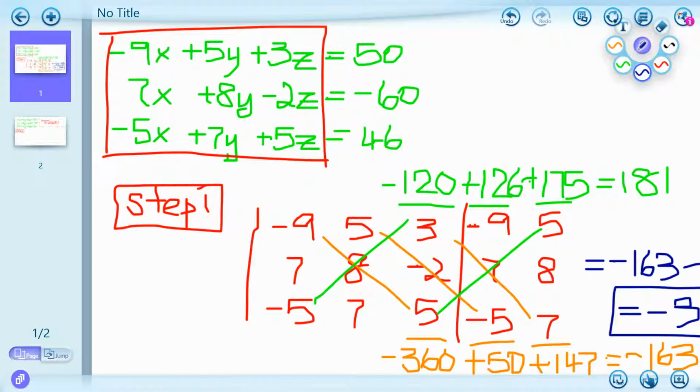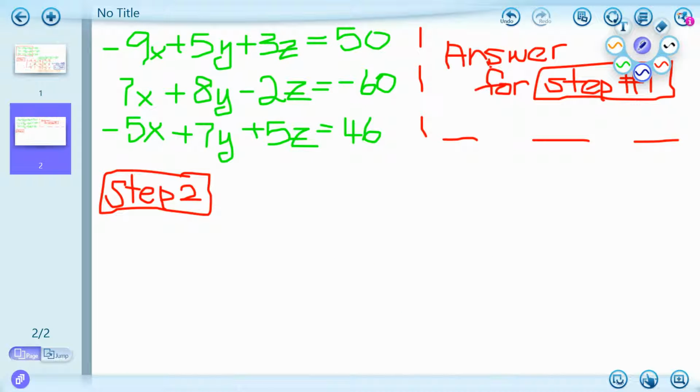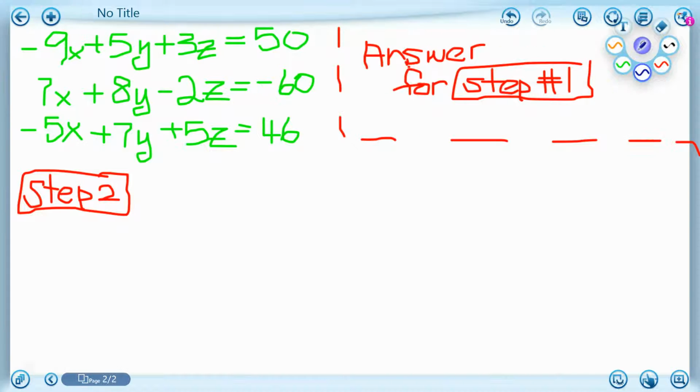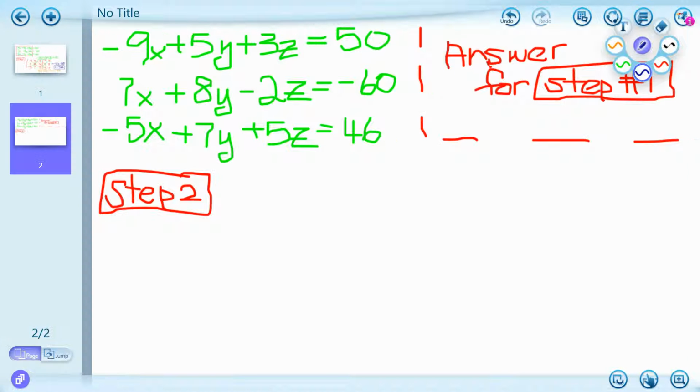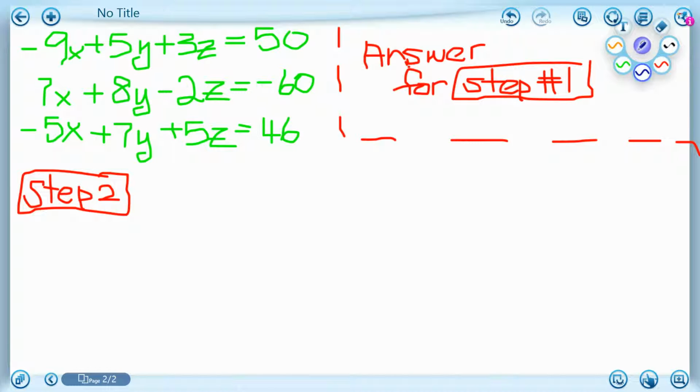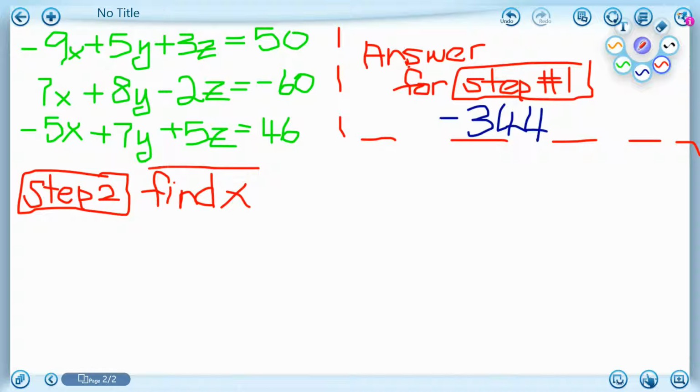Now let's go into step number 2. Before I go into step number 2, I am going to go ahead and write down my answer for step number 1, which gave me negative 344. I'm going to use that again. That's why I'm just going to remind myself of it now. Now on my step number 2, I'm purposefully going to find x first. So that's my goal. Find x.